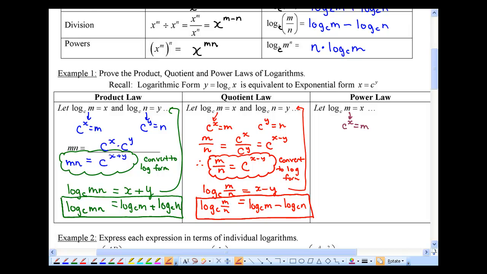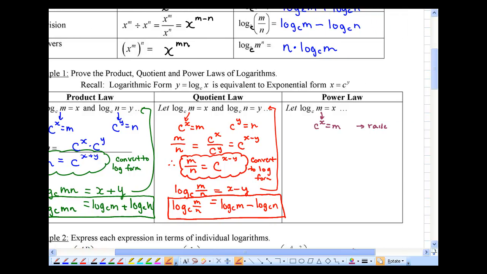Now, in this case, we have raising to the power. So I'm going to take this and raise both sides to the power of n. What I mean by that is I'm going to take this and raise the power n, take this and raise the power n. So now we have c to the power x n equals m to the power of n.